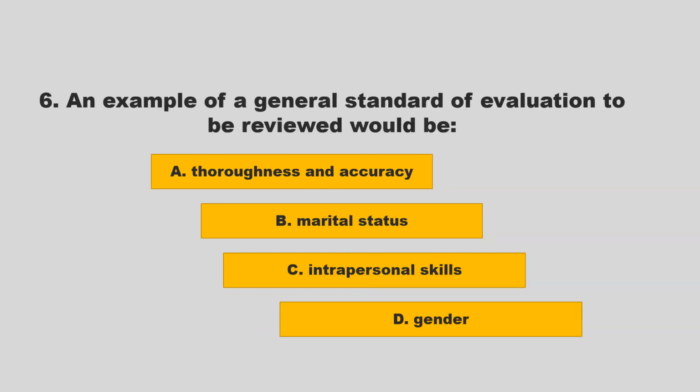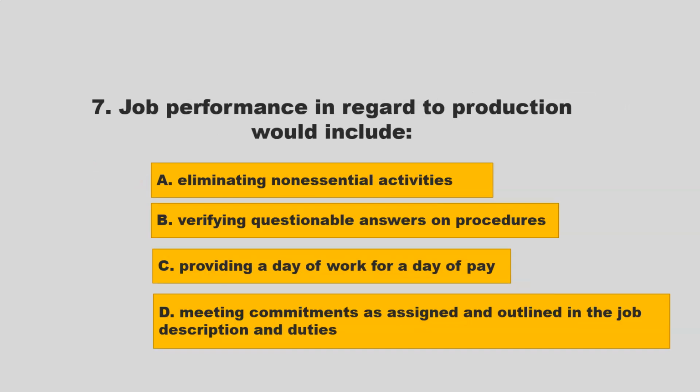An example of a general standard of evaluation to be reviewed would be thoroughness and accuracy, marital status, intrapersonal skills, gender. If you chose A, thoroughness and accuracy, you are correct.